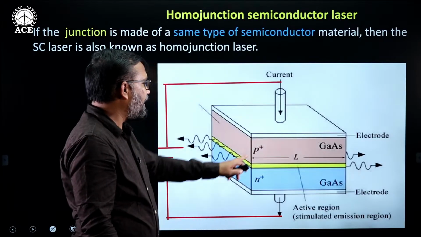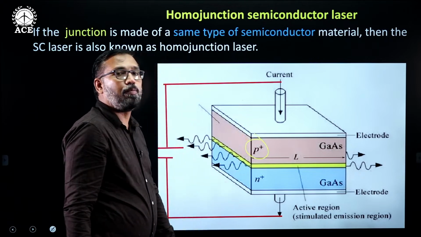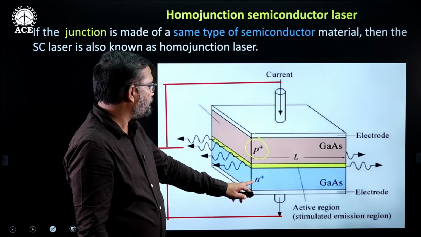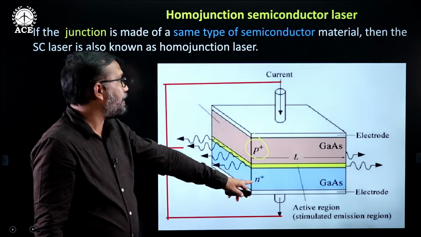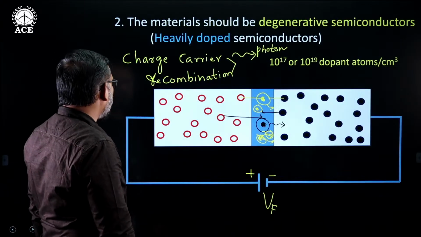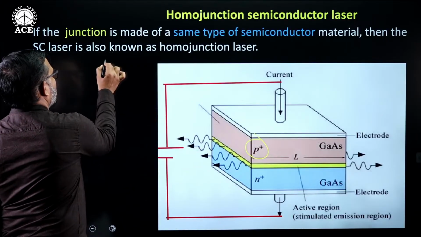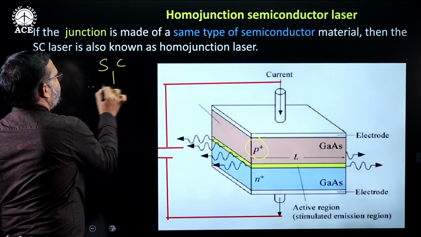So this is P plus. What is P plus? P plus is nothing but a heavily doped P-type semiconductor. N plus means a heavily doped N-type semiconductor. So semiconductor lasers are of two types, homojunction and heterojunction. How many types? Two types.